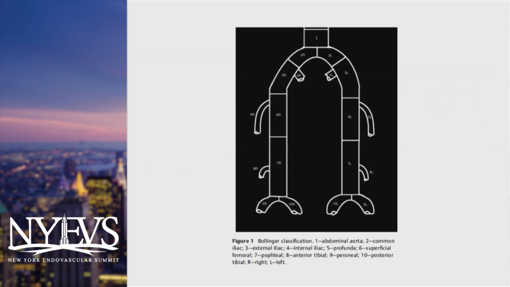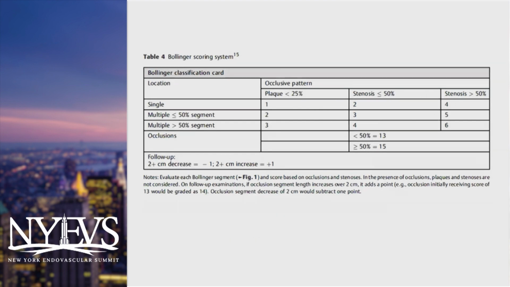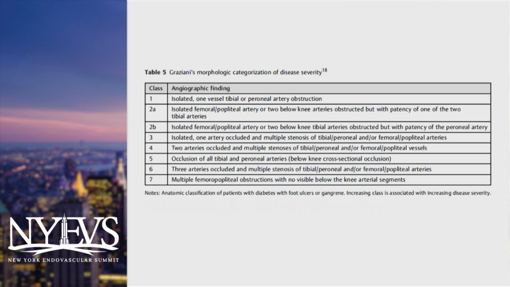Then there are two classifications which I personally have not used. I'm not sure if anybody uses them. One is the Bollinger classification, which describes the anatomical extent of the disease, and the Graziani morphological categorization, which was unique in that it provided anatomical classification in patients with diabetes and with foot ulcers and gangrene.